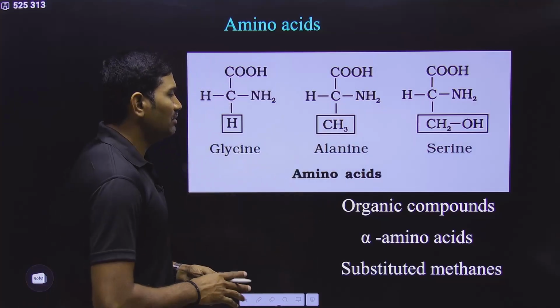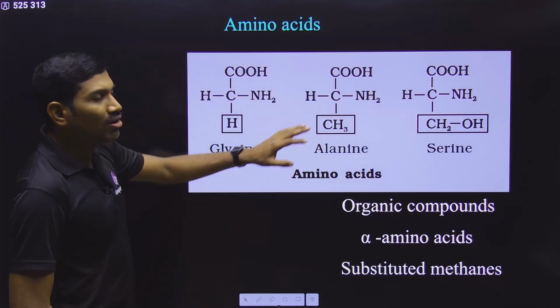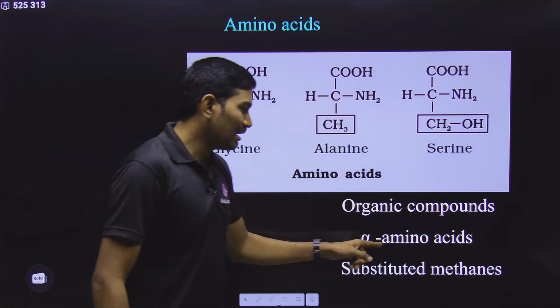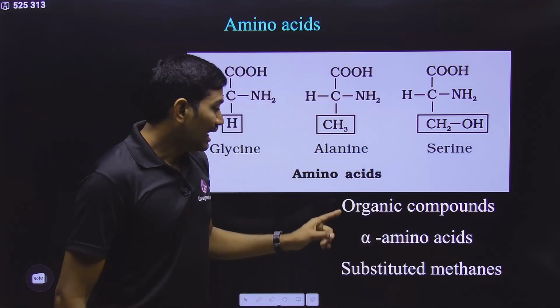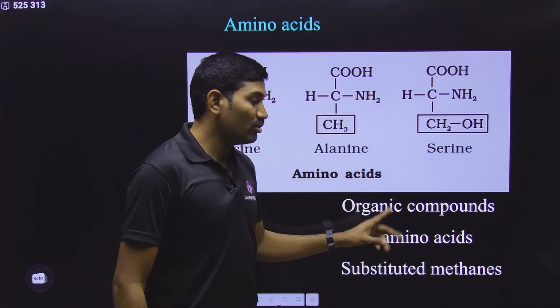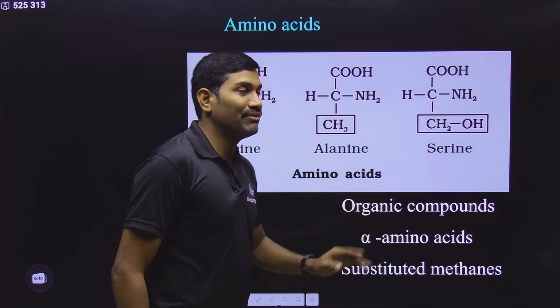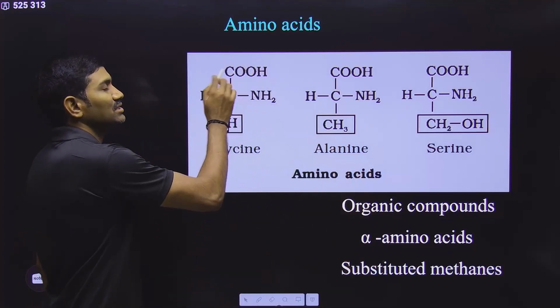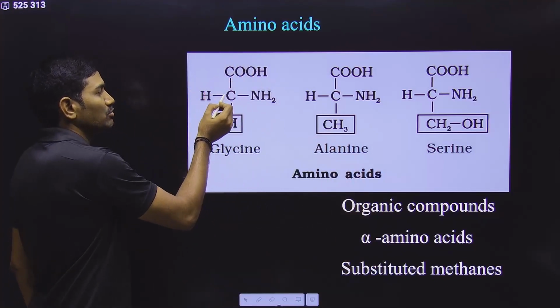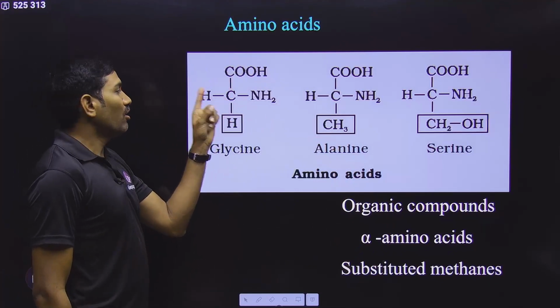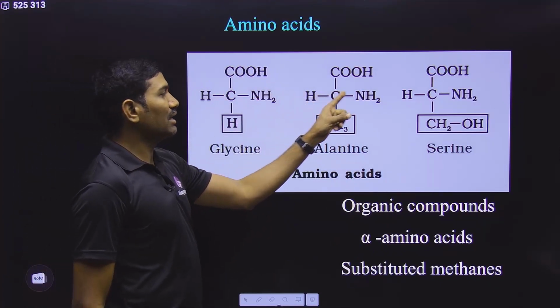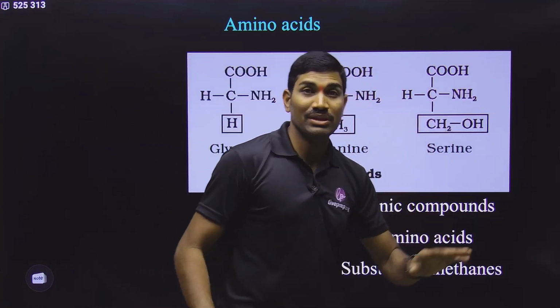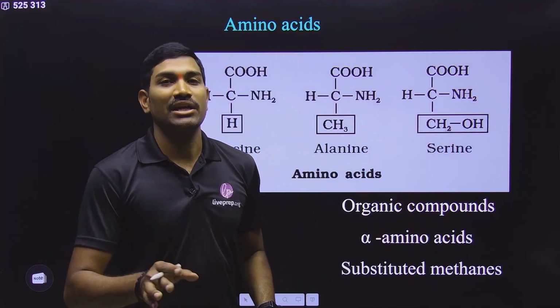In general, if you are observing these amino acids, all these 20 standard amino acids are alpha amino acids. That means the alpha carbon has the amino group. If you are observing this, COOH is the first one. The carbon attached to COOH is the alpha carbon. On the alpha carbon, the amino group is there. Alpha carbon has the amino group. That's why they are called alpha amino acids.